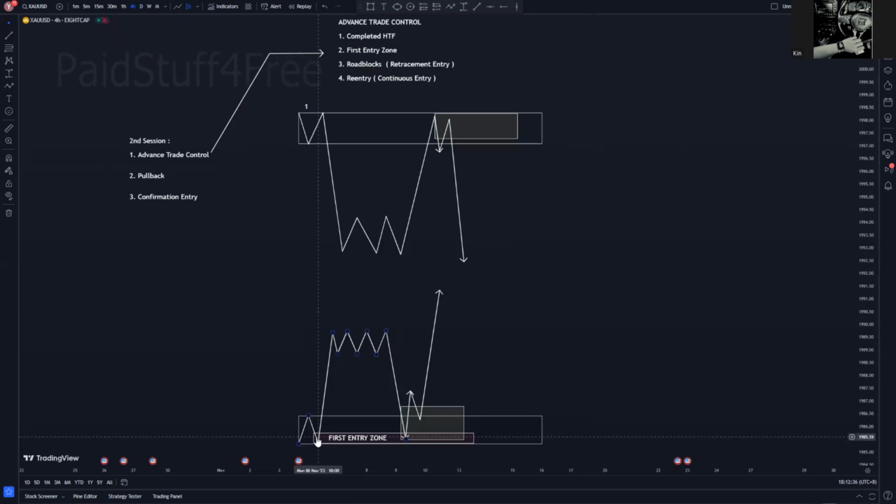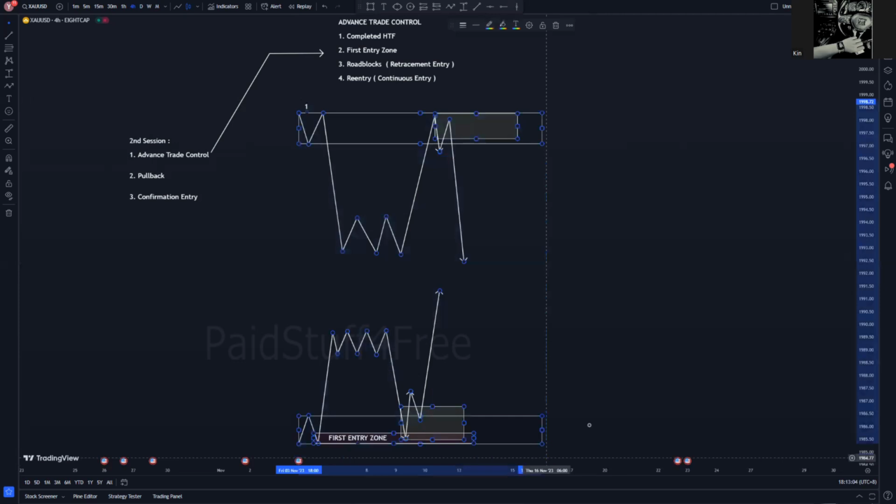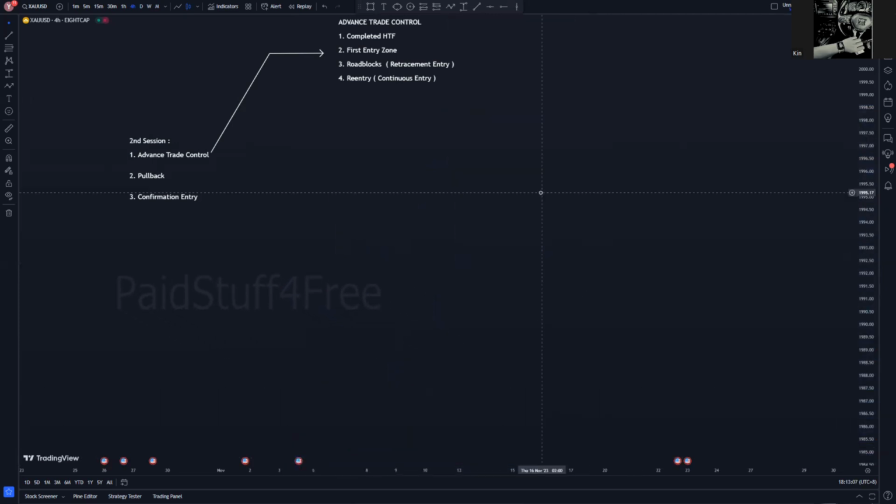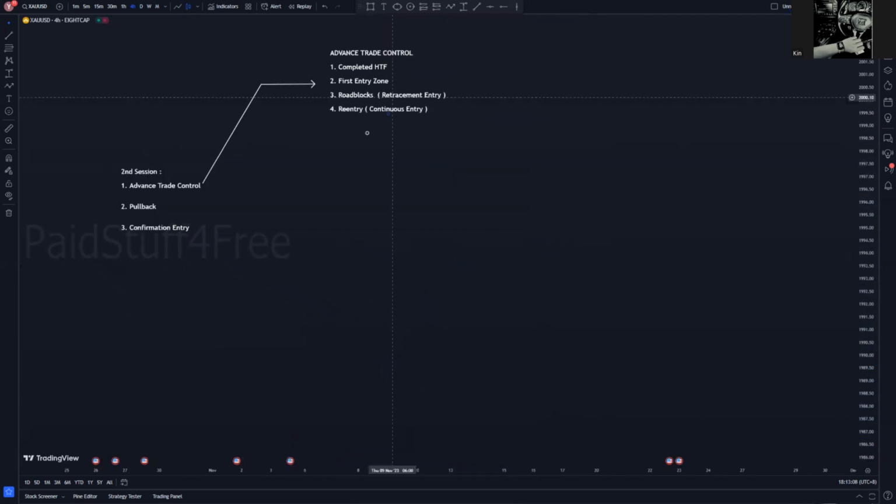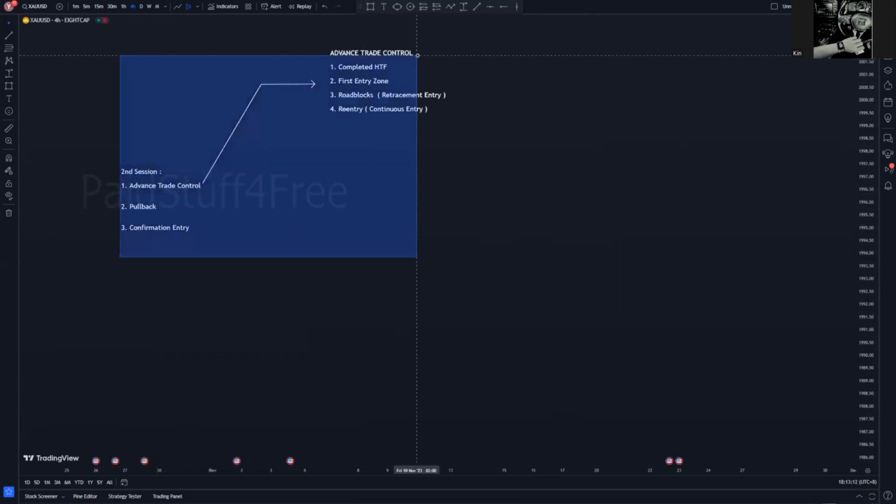Is there any question, guys? Wait, guys, give me a second. Is there any question? No question. All right, so if there is no question, I'm going to jump into our third and fourth one, which is the roadblocks and the re-entry. This one will be quite interesting.